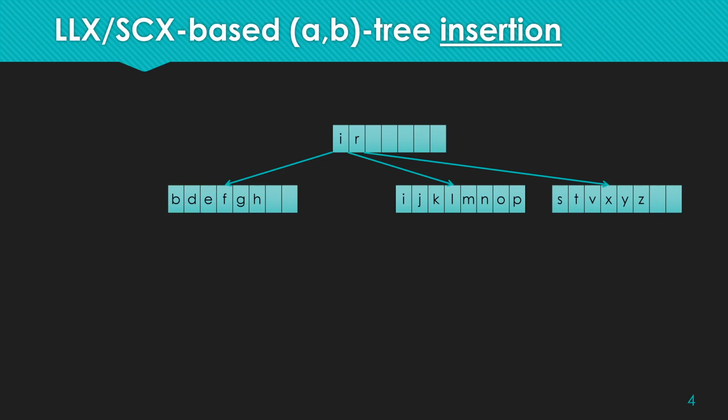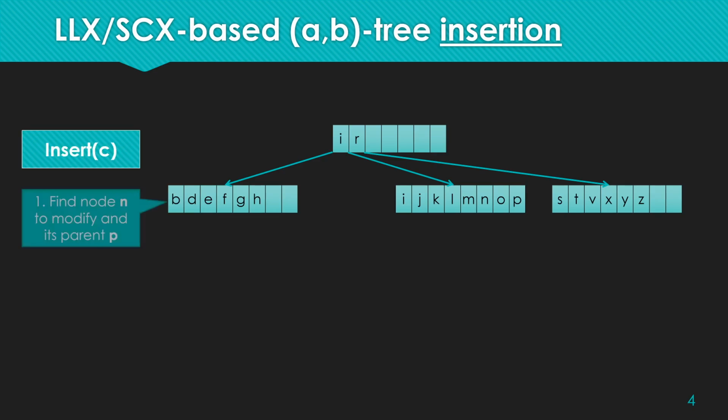So how does its insertion work more specifically? Here's a simple two-level AB tree. Let's demonstrate the insertion of a key C. Suppose a thread P wants to insert C. The first thing it does is find a node that it would like to modify, the node where it wants to insert, as well as its parent P.